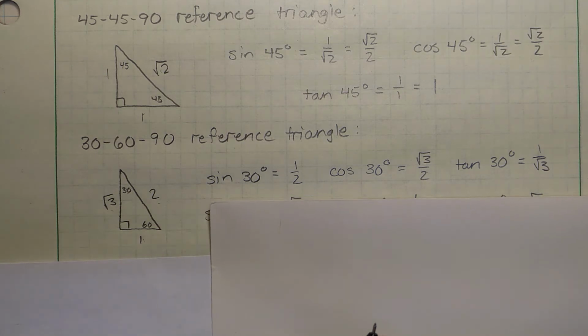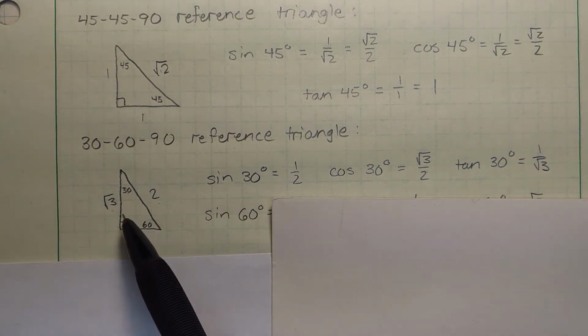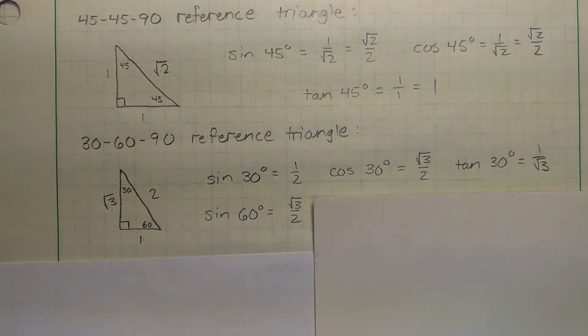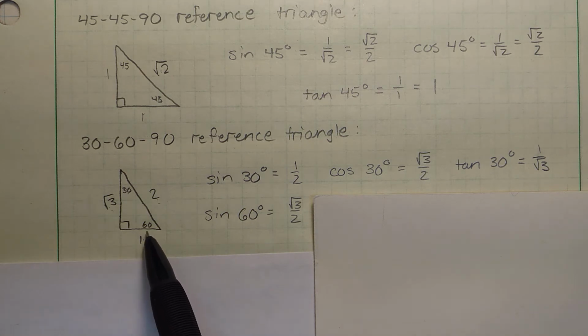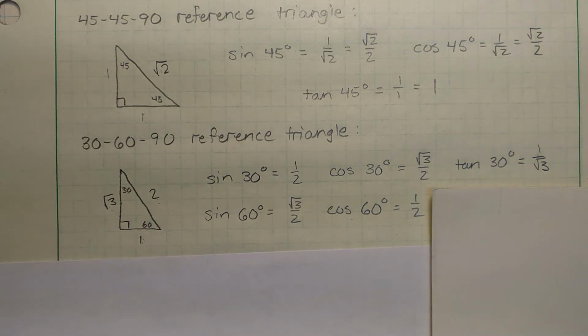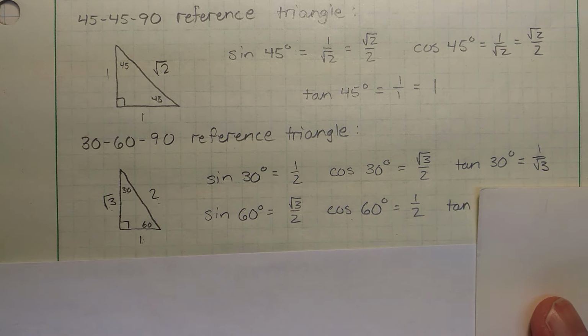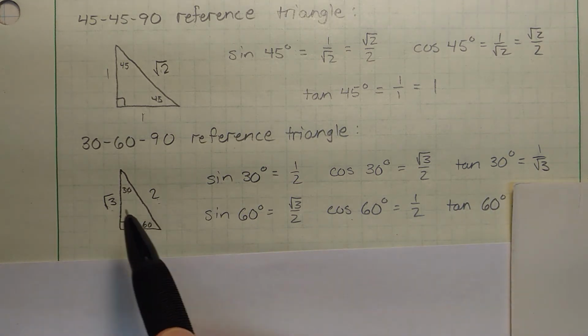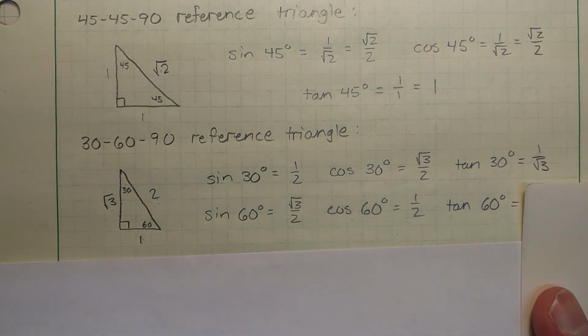All right, now let's look at the 60-degree angle. So the sine of 60, I have the opposite is radical 3 over the hypotenuse is 2. So it's radical 3 over 2. The cosine of 60, the adjacent is 1, and the hypotenuse is 2, so the cosine of 60 is 1/2. And finally, for the tangent of 60, we go opposite radical 3 over 1. Well, radical 3 over 1 is just radical 3.